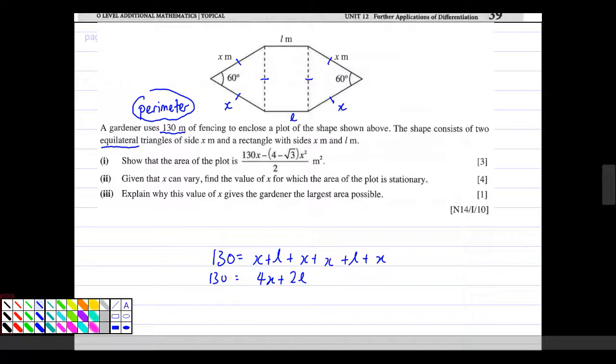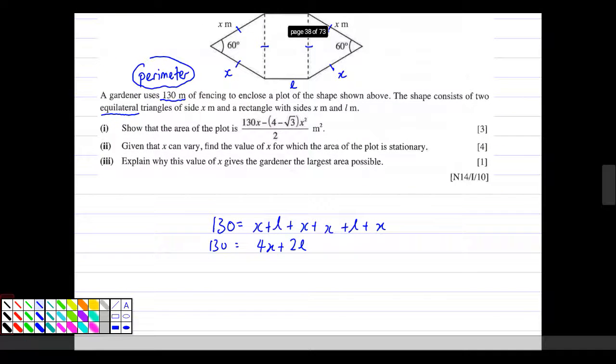I don't know what to do with it, so I leave it first. They didn't say anything yet. Then they say area, show that it is this. So then area. So maybe I want to calculate area. Area equals to what?